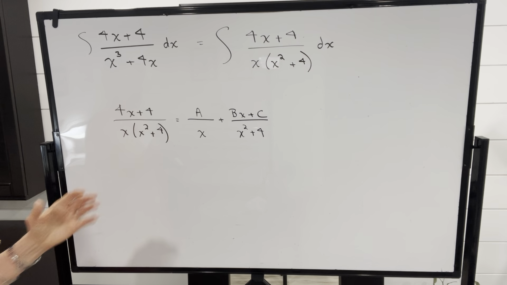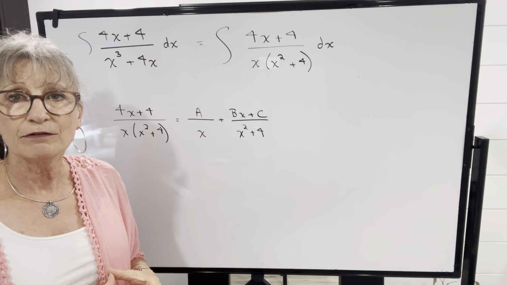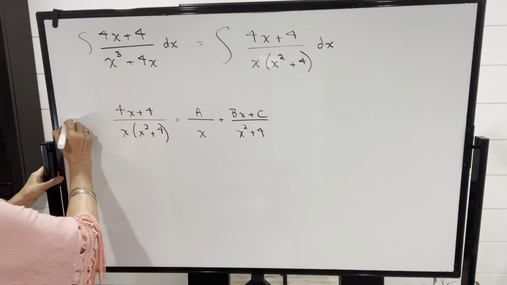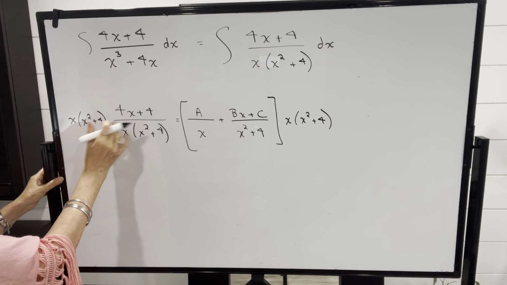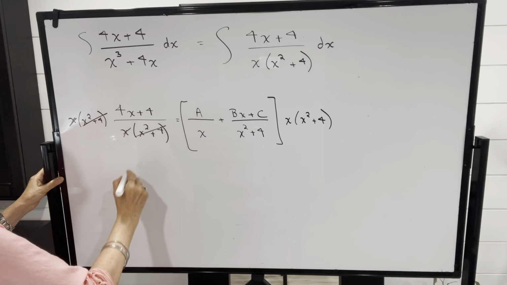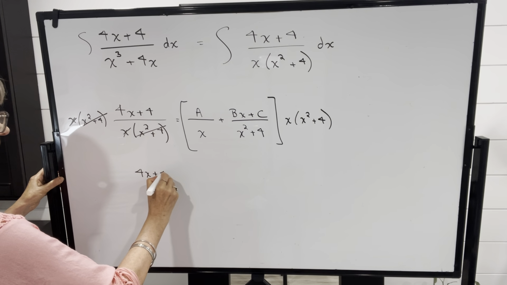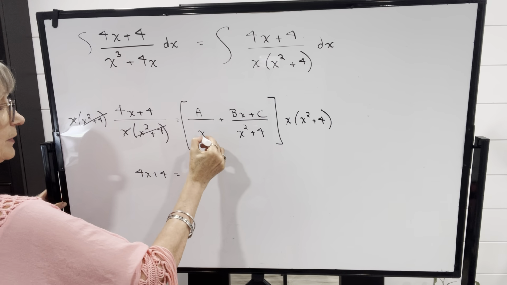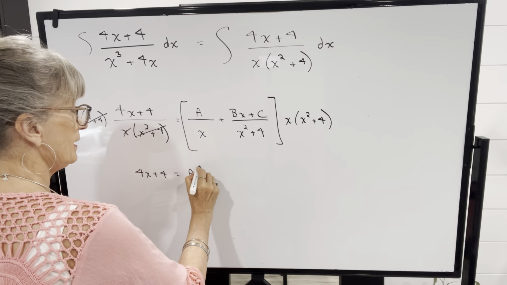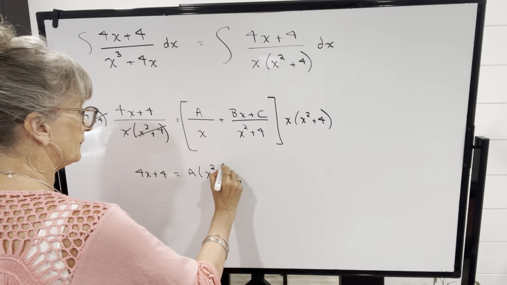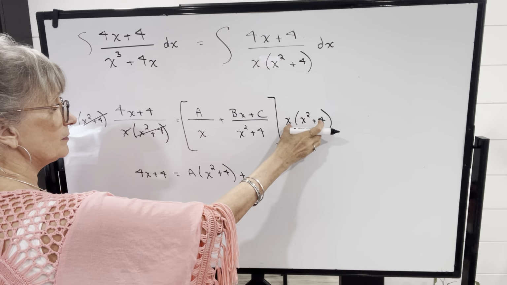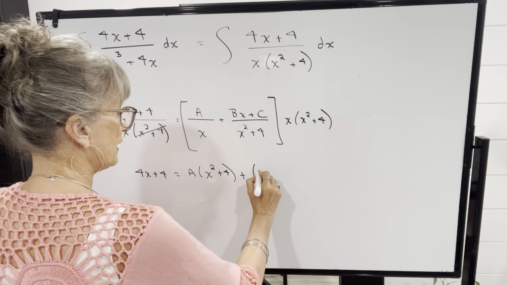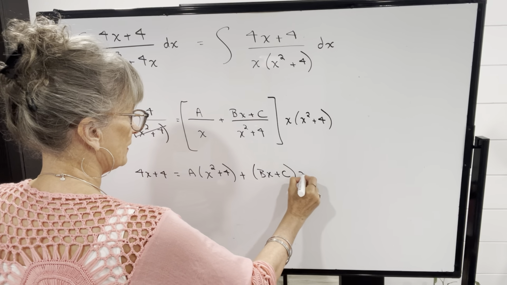We don't know the values of a, b, and c, but we can find those by multiplying both sides of the equation by our lowest common denominator. When we multiply the left-hand side, both factors cancel, and we're left with 4x plus 4. When we multiply the right-hand side, we do it each term at a time. So when we multiply that, the x cancels and we're left with a times x squared plus 4. And when we multiply this fraction by our lowest common denominator, the x squared plus 4 factor cancels, and we're left with bx plus c times x.